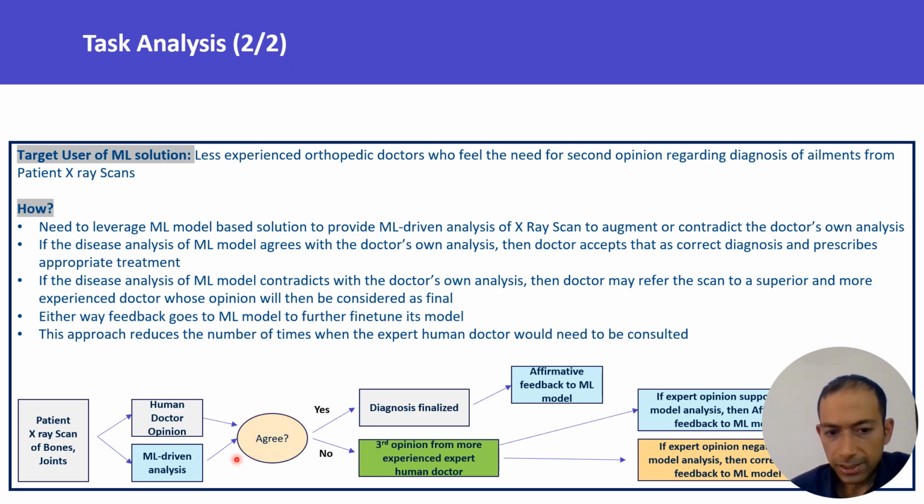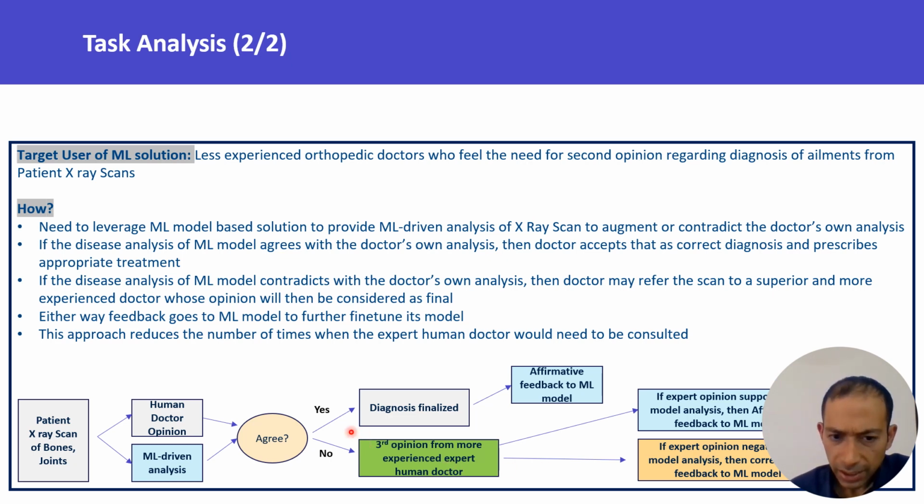But if the human doctor and the ML-driven suggestion do not match, then the human doctor will refer to an expert doctor, because now there is no other option than to go to the expert doctor who could be in the urban area. Then the expert doctor will decide whether the human doctor is right or the ML model is right, or maybe a third diagnosis is right. If the expert doctor agrees with the ML solution diagnosis, then it will give affirmative feedback to the ML solution that you're right. If he disagrees with the ML model analysis, then he will give a correctional feedback to the ML model for retraining and correcting the algorithm.